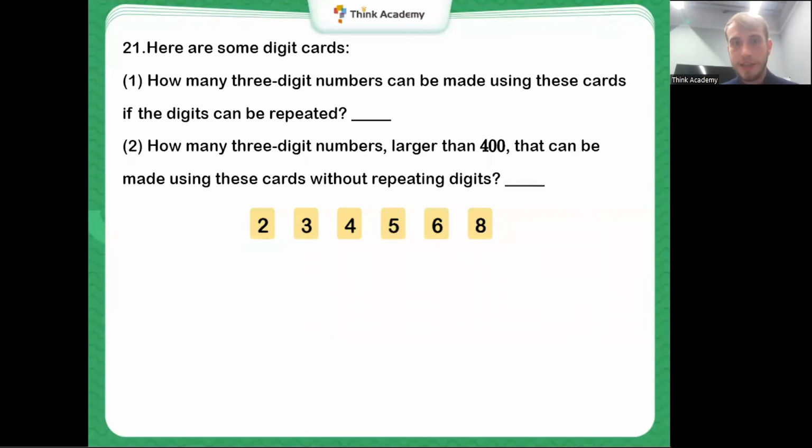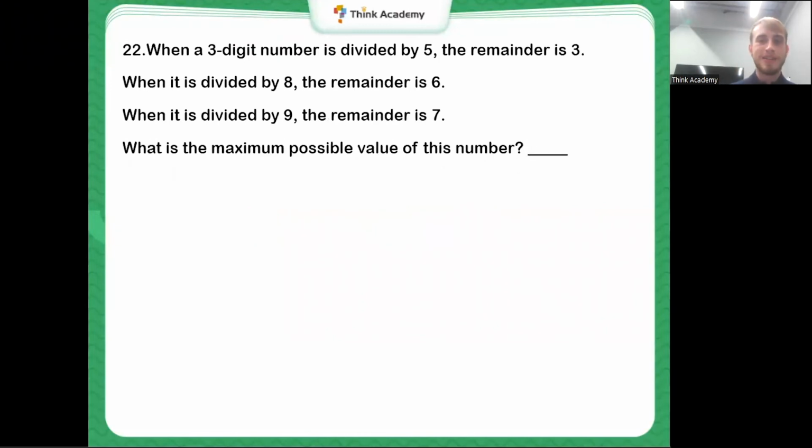Now, 22. Right, I will mention this one because it's another LCM one. Here's one of our remainder problems. It's a 3-digit number. It can almost be divided by 5, but we've got a remainder of 3. It can almost be divided by 8, but we've got a remainder of 6. And it can be almost divided by 9, but we've got a remainder of 7. Now, they've all got different remainders, but they all have one thing in common, and that's the difference between the divisor and the remainder.